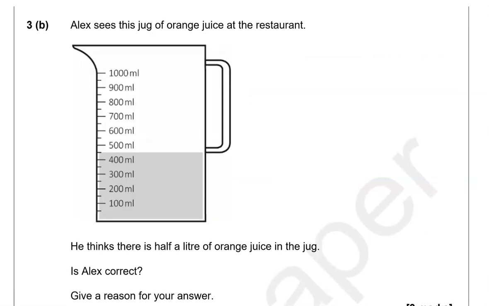Alex sees this jug of orange juice at the restaurant. He thinks there is half a litre of orange juice in the jug. Is Alex correct? Give a reason for your answer.